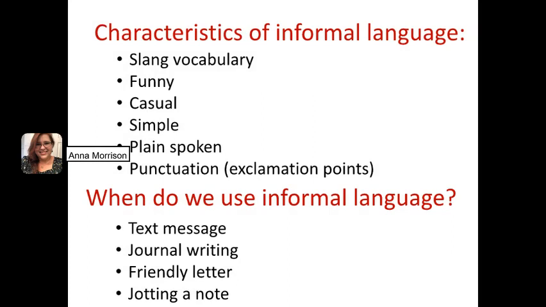So here are some more characteristics of informal language that we want to avoid in academic or business situations. Using slang, trying to be funny or casual, or worse, sarcastic. That does not come across well in writing. We are not going to be simple or overly plain spoken, and we would definitely not use any exclamation points in our essays. This would be saved for informal situations like text messages or journal writing or a friendly letter or writing a note to yourself.